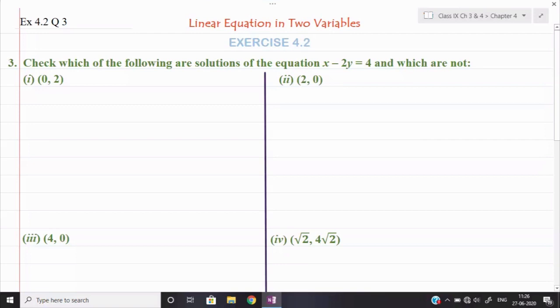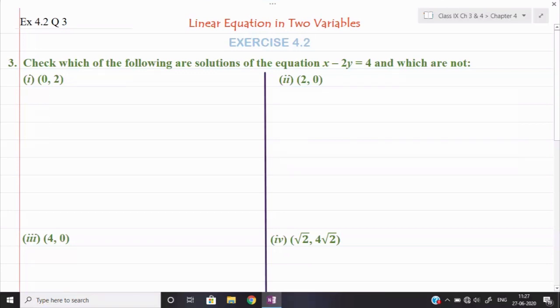And we have also seen a very important concept, that is the solution of the linear equation. For a single linear equation we can find infinitely many solutions. Solution means those sets of values of x and y which, when we put them in the equation, satisfy the given equation. Satisfy means that when you put the values of x and y in the equation, LHS and RHS come out equal.